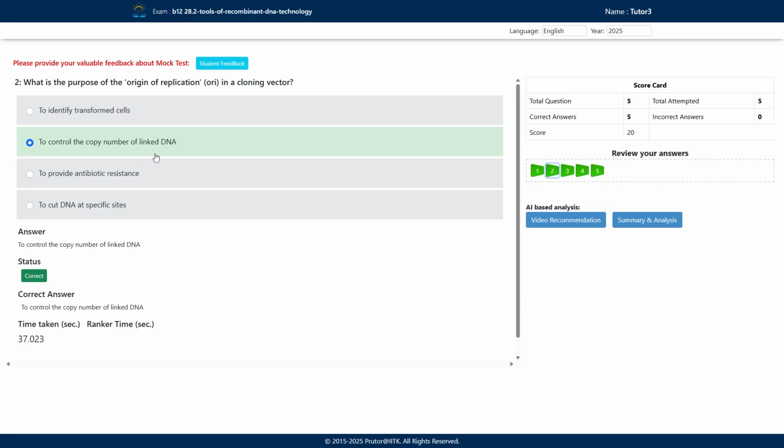If you have any doubt and don't feel like speaking, you can use the mic. Option 2A, no, it's not even to identify transformed cells. We can identify transformed cells using selective markers that we have talked about in the class. Origin of replication is responsible for the starting of replication of the DNA and to control the copy number of linked DNA. Transformed cells we can identify with the help of selective markers.